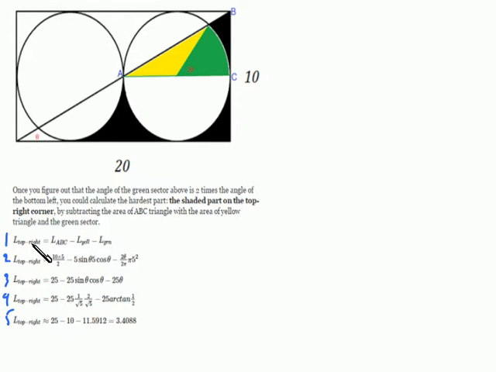So before we go to these lines, I wrote that once you figure out that the angle of the green sector above is 2 times the angle of the bottom left, you could calculate the hardest part. So how do you know that this is 2 times these angles? Since this and this are parallel lines, we know that these angles must be the same as these angles, right?